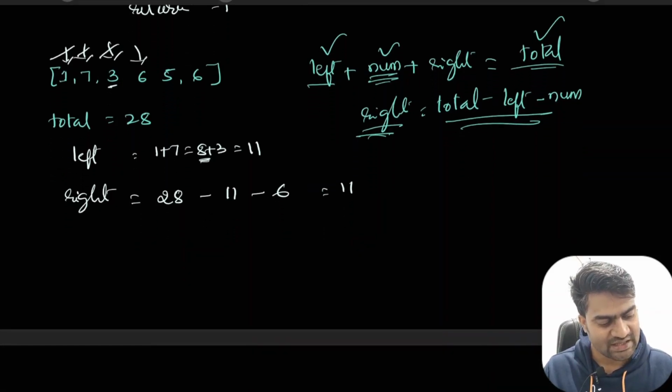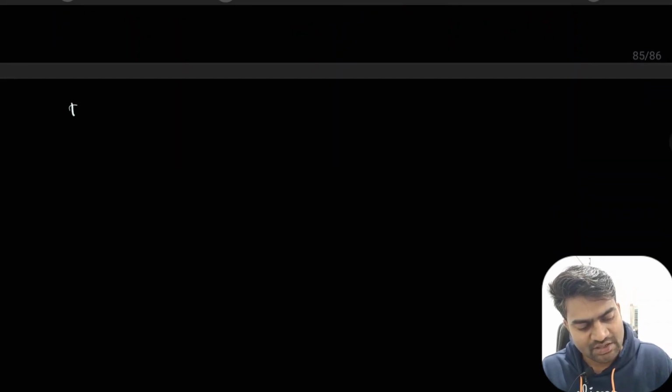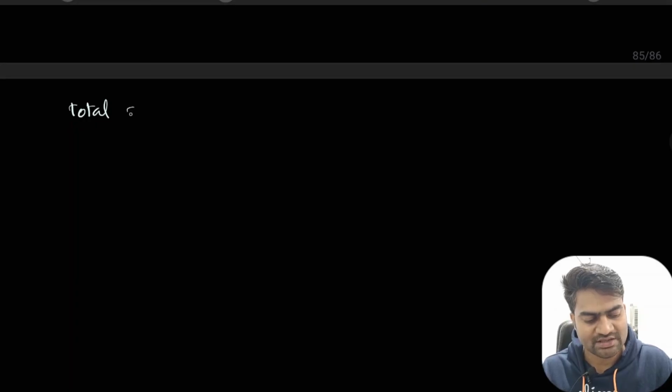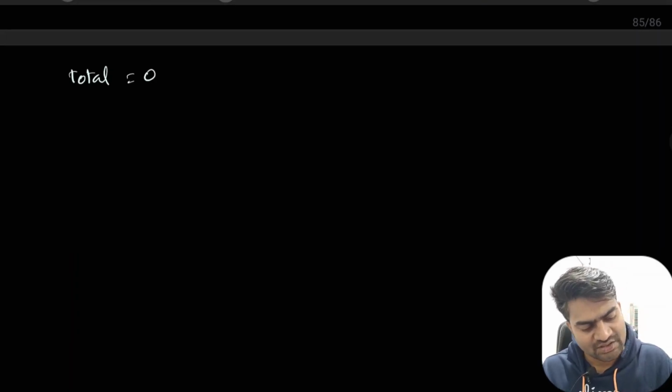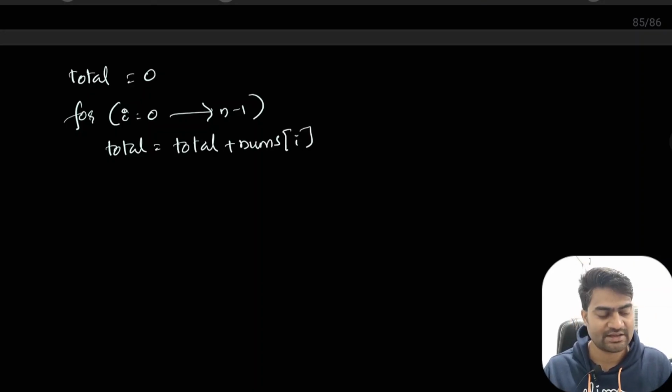So with that, let us try to write the pseudocode for this. So now what I will do, I will take a variable total. Okay, initially it will be 0. Then I will use for loop i equal to 0 till n minus 1. I will say total equal to total plus nums of i. Correct, right? So this will give us total.